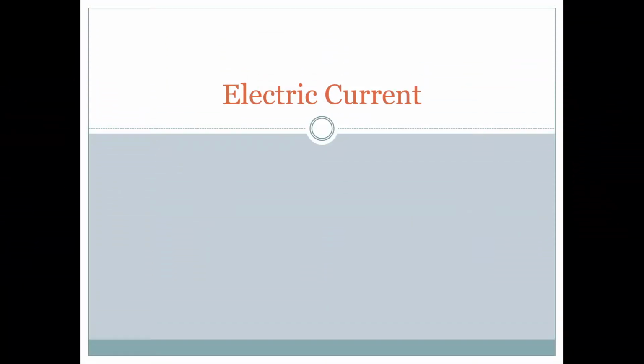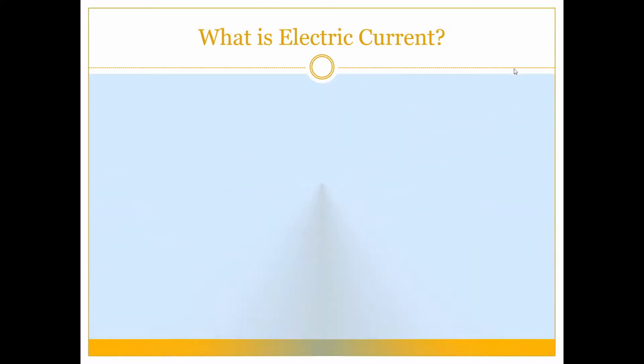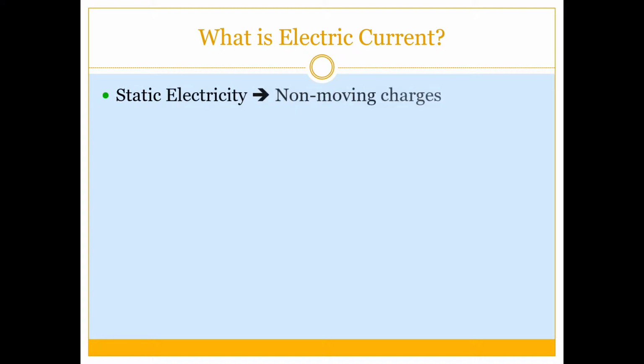This is Mr. Arocena, and on today's video we're going to be talking about electric current. So moving off from electrostatics, we're going to move into non-static electricity. So what is electric current? Electric current is basically the opposite of static electricity, I guess, because static electricity was non-moving charges.